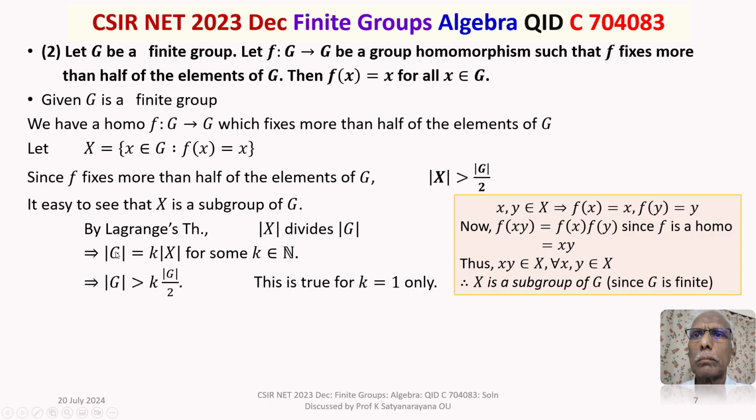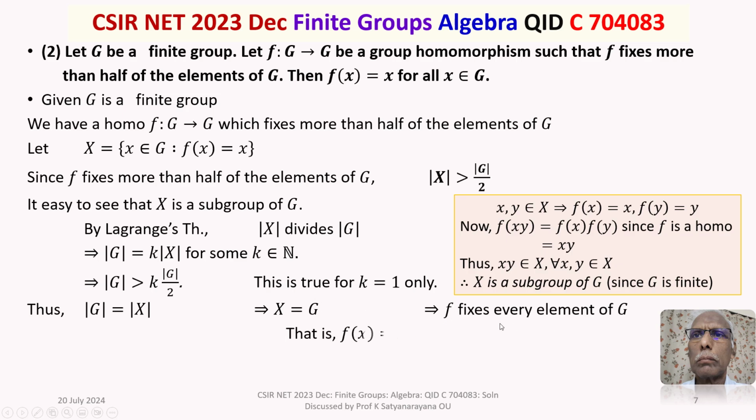k equal to 1 means order of G is equal to order of X. Thus, order of G is equal to order of X. G is a group, X is a subgroup, and the orders are equal. Now, order of G equal to order of X will imply X is equal to G. That means f fixes every element of G, that is, f of x is equal to x for all x belongs to G. Thus, we got whatever is required in option 2. Thus, option 2 is also true.